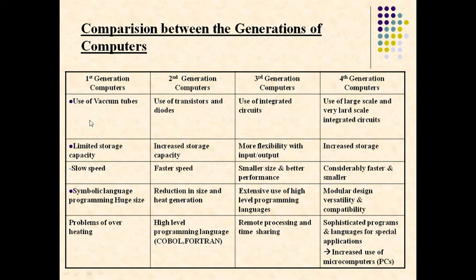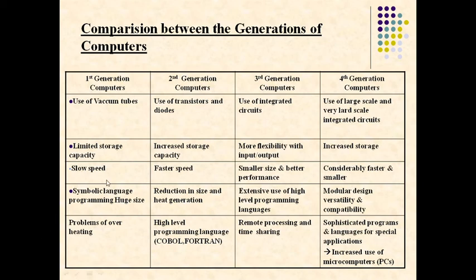First generation computers: use of vacuum tubes. Second generation: use of transistors and diodes. Third generation: use of integrated circuits. Fourth generation: use of large scale and very large scale integrated circuits. Next, the second point: limited storage capacity, then increased storage capacity. First generation has limited storage capacity, second generation has increased storage capacity, third generation has more flexibility with input output, and fourth generation has increased storage.